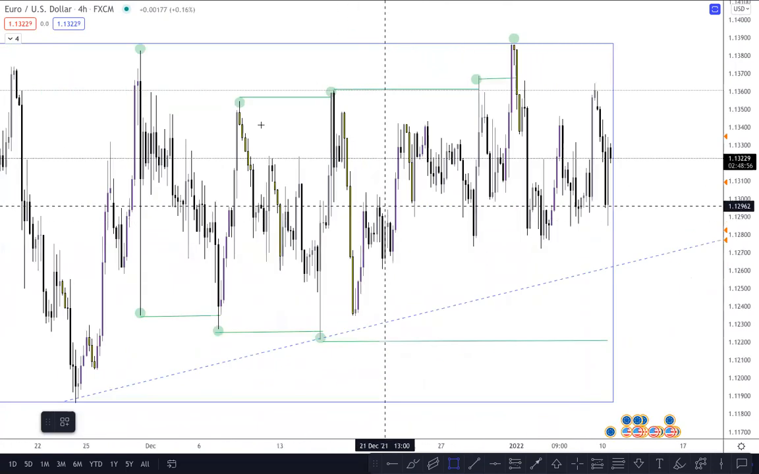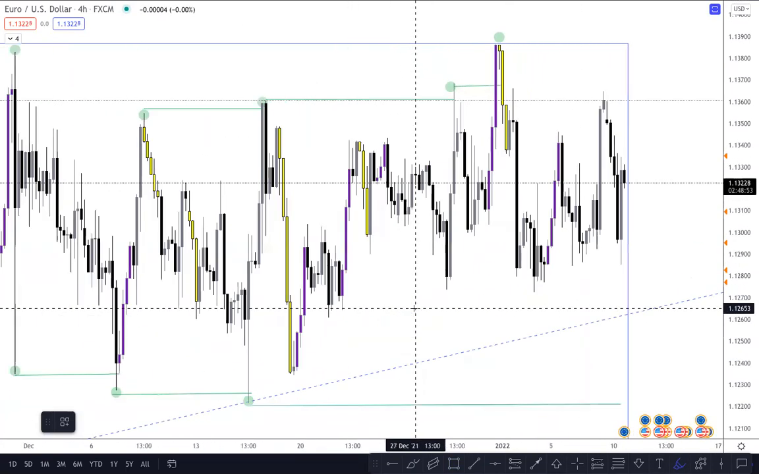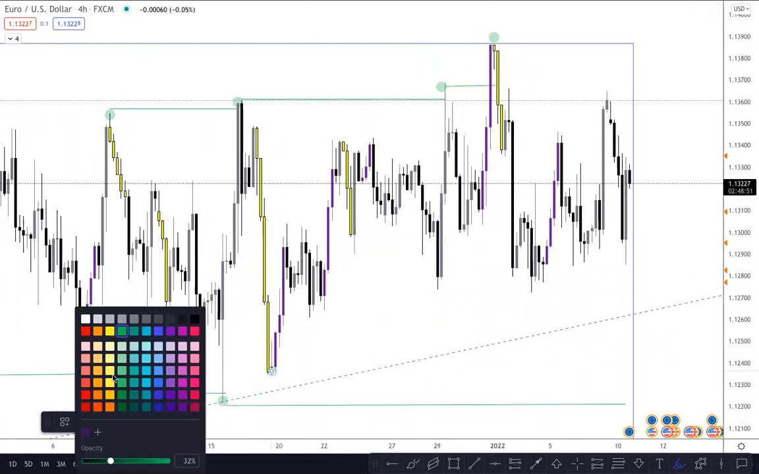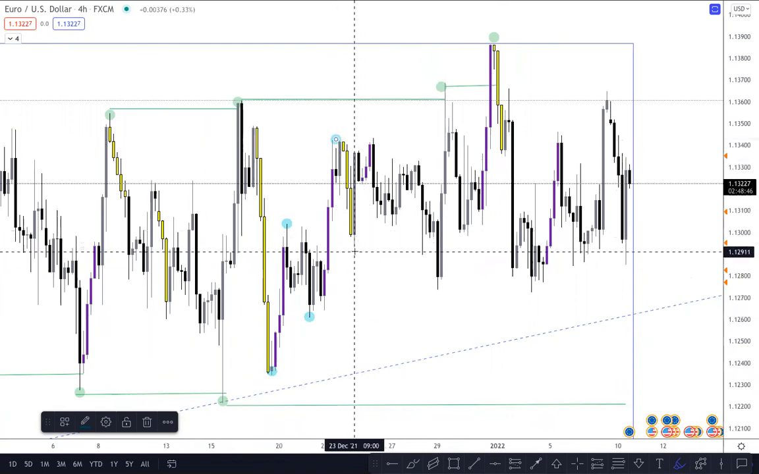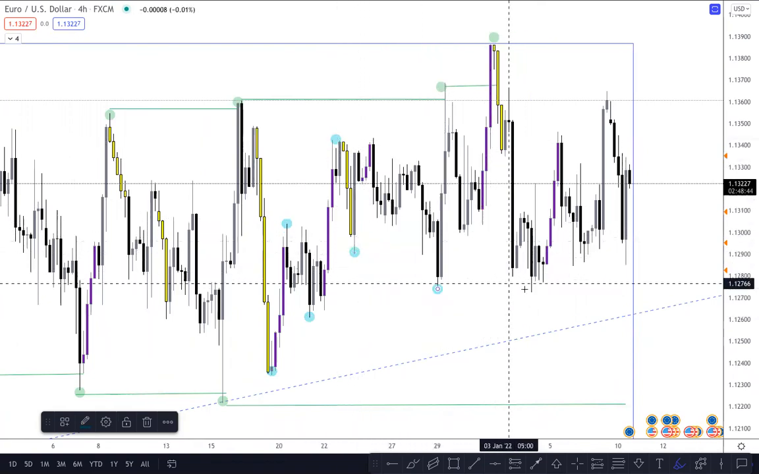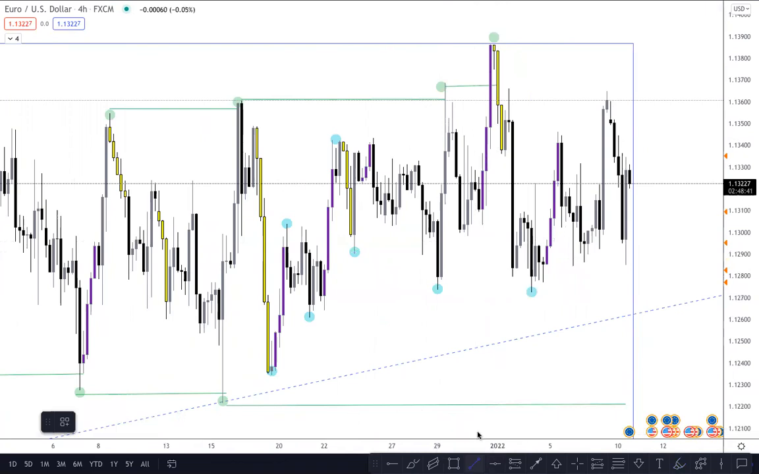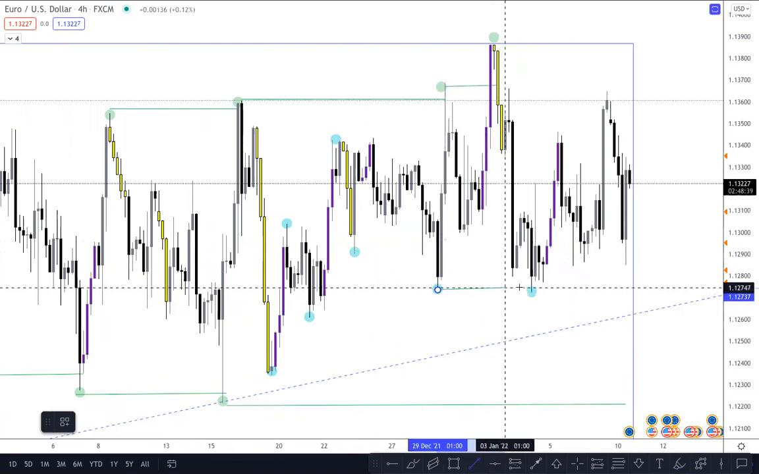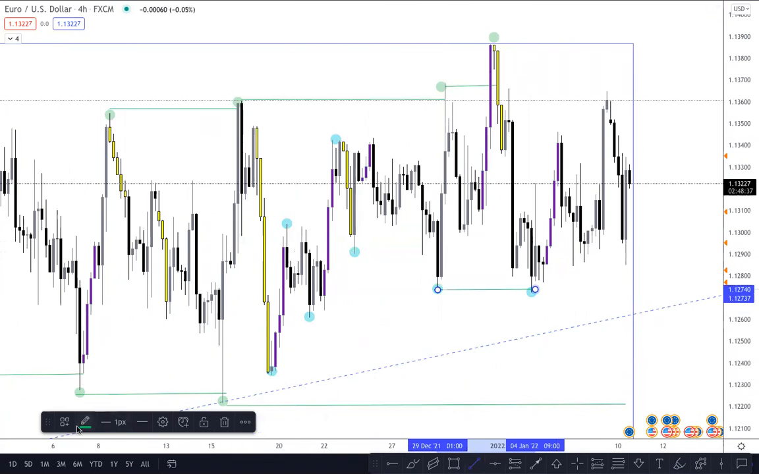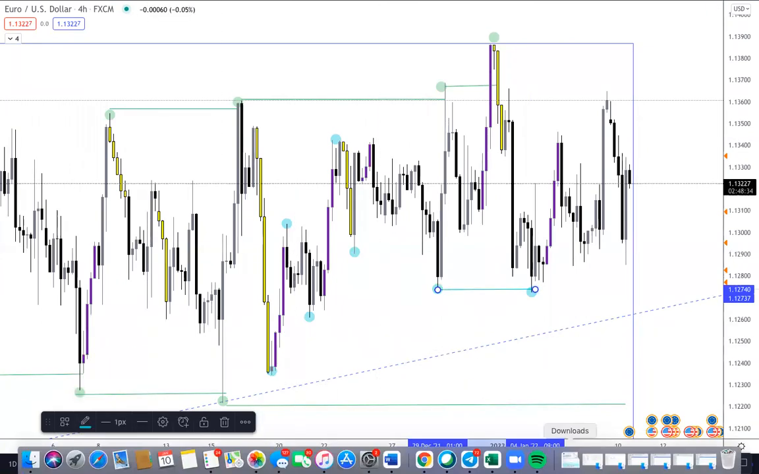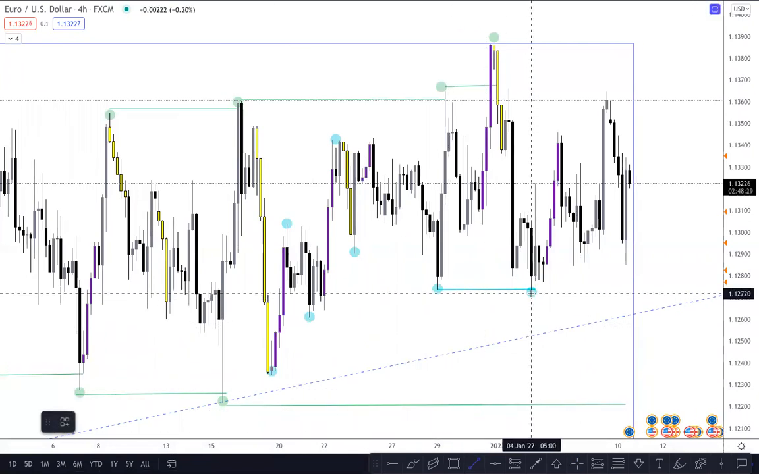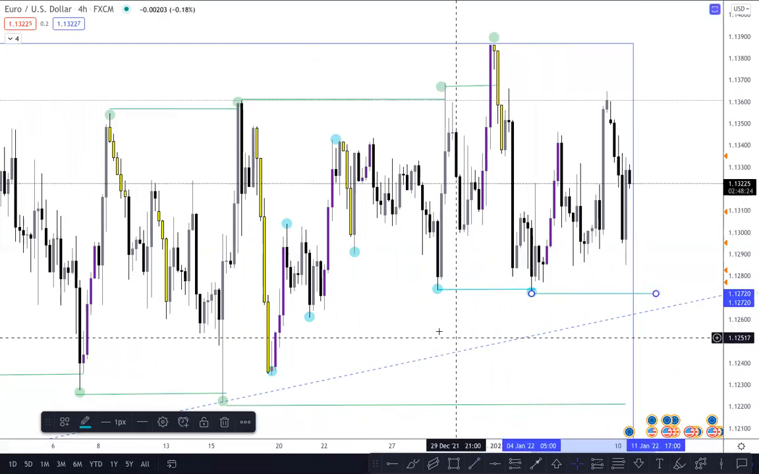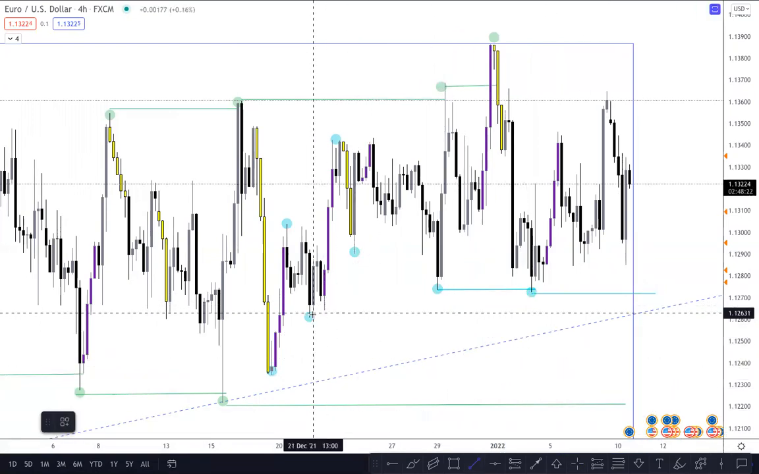Now, after we get our external structure, we want to mark out our internal structure on the 4 hour. All of this internally is liquidity. There will be a brand new video on structure for the video mentorship and 101s where I'm going to go over how to draw structure a little bit more accurately, because a lot of you have asked me to go over that.